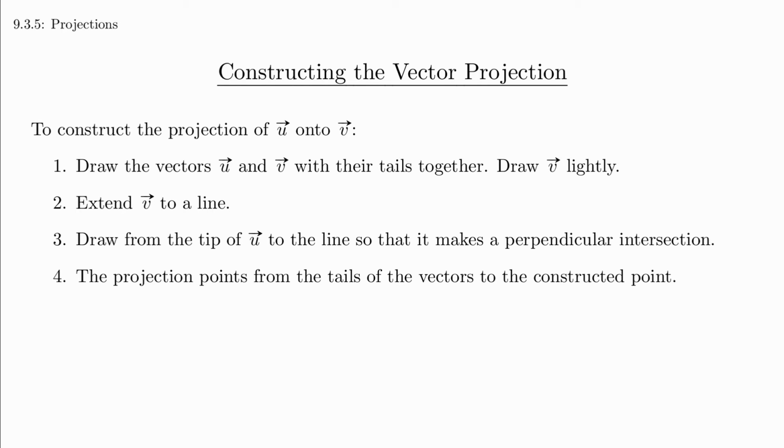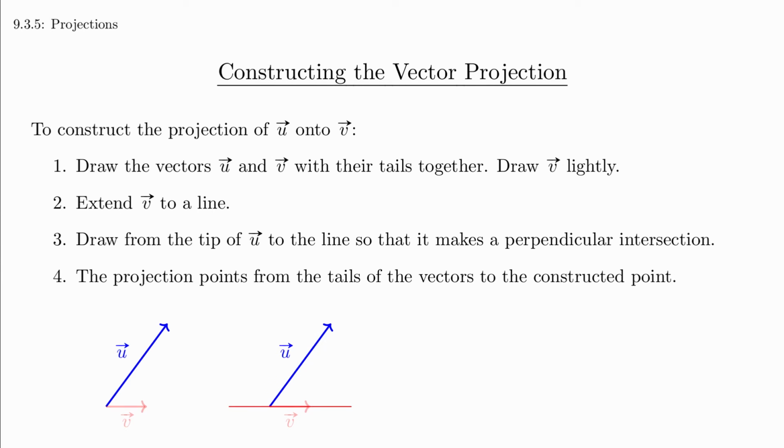The geometry of a projection can sometimes be difficult for students to visualize and draw. So we're going to describe it in a very prescriptive way that helps to avoid errors, and do a couple examples. When drawing the vector projection of u onto v, first draw the two vectors with their tails together. If you can, draw v a little bit lightly so that it doesn't become a distraction later.